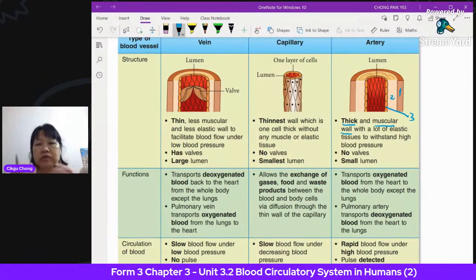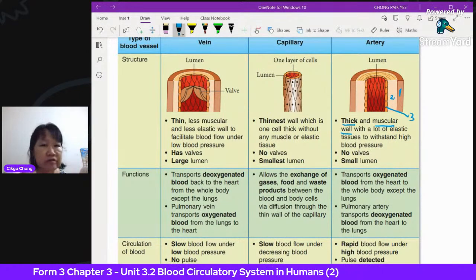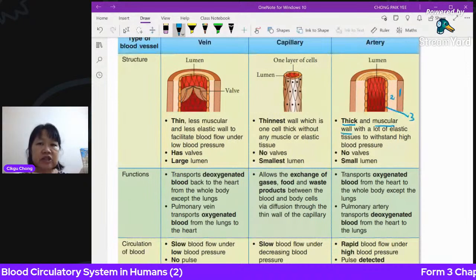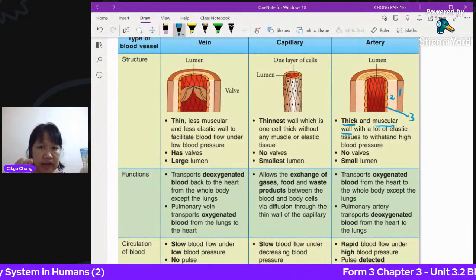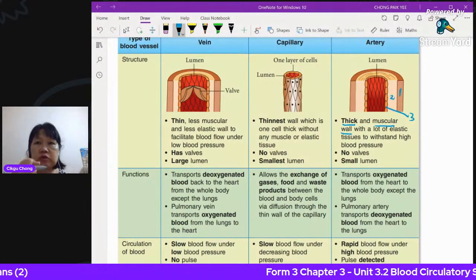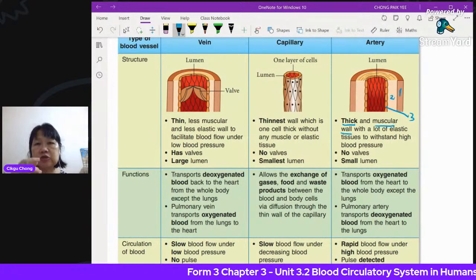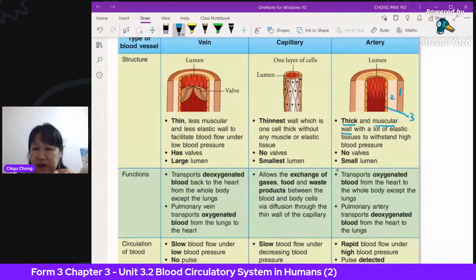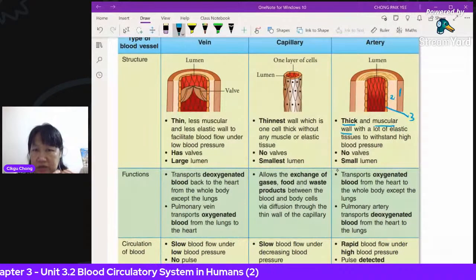Muscular wall, it has smooth muscle. And why do you have smooth muscle? Because it can contract and relax. So your blood vessel actually can contract and relax. Okay, it is a contractile blood vessel. So sometimes it can push the blood along. Okay, and it is very thick. So you can see the thickness here compared to this one, this is the vein.